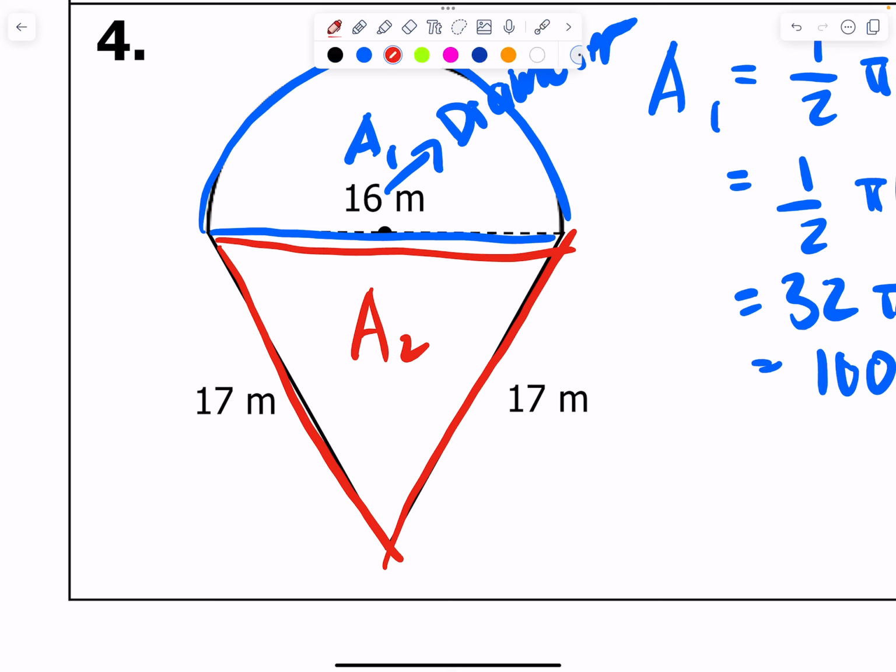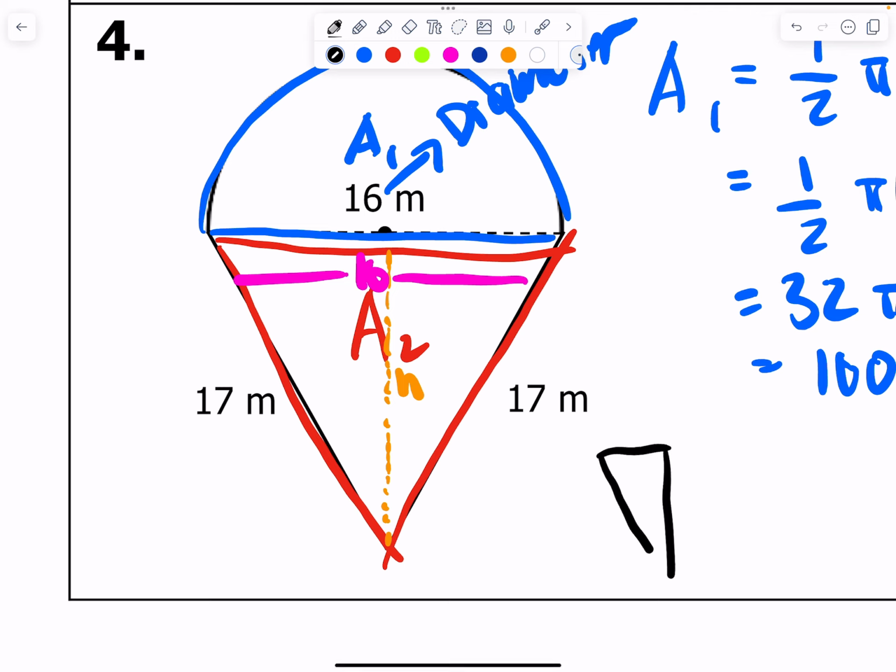So that means we actually need to find this, because this would be our height. And then this is our base. 16 is our base. Right, base times height. So that means this is actually a right triangle problem, which triggers a lot of you guys because that unit was rough. So I'm just looking at this like this. This is 17, this is 8, this is x, and this is a right angle.